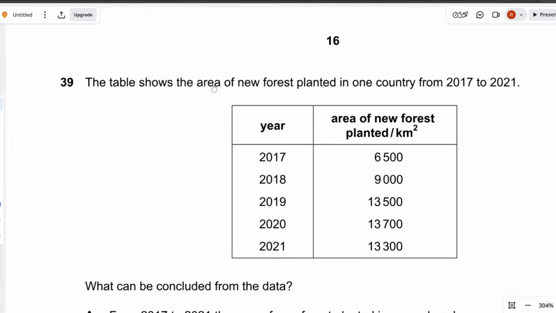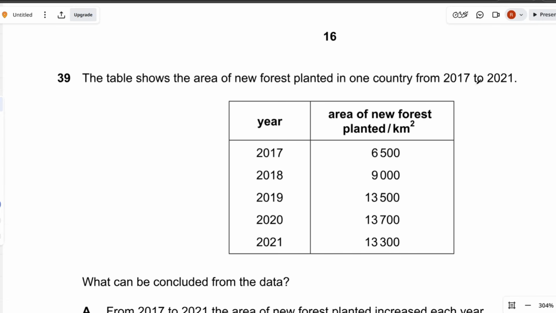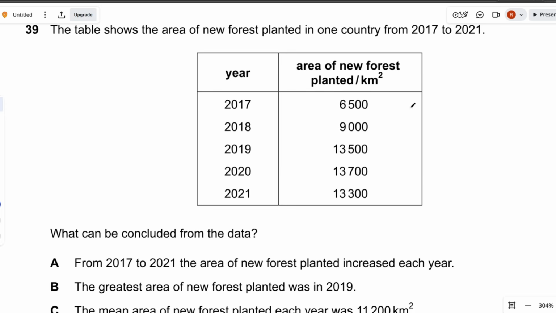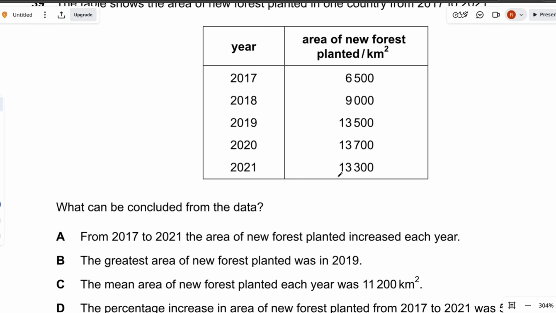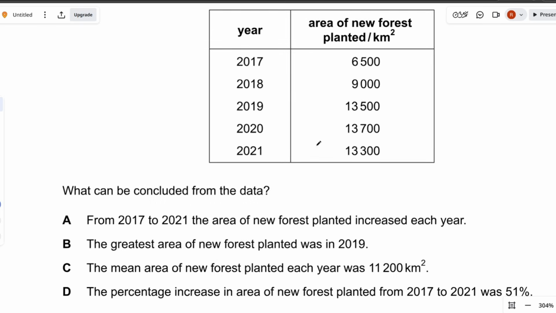The table shows the area of new forest planted in one country from 2017 to 2021. What can be concluded from the data? The years are 2017 up to 2021, and the area of new forest planted in kilometers increases from 6,500 up to 13,300 in 2021.